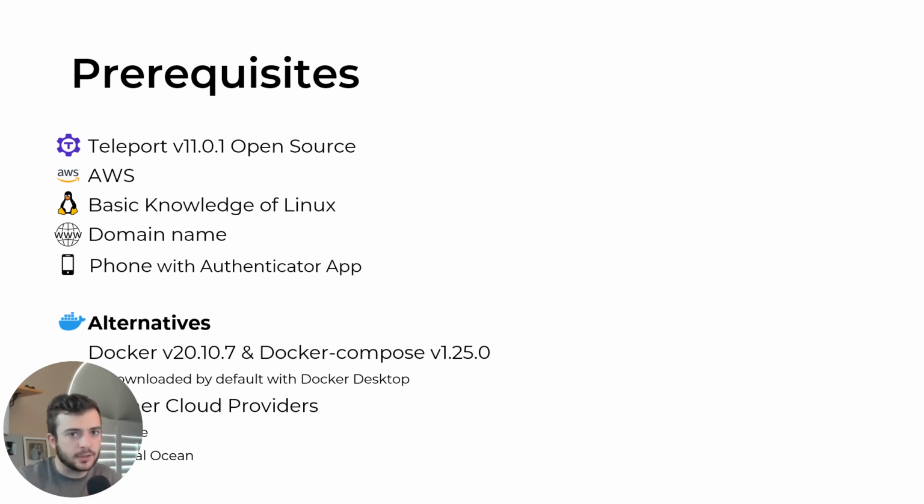Basic knowledge of Linux is recommended. You don't have to have it, but it's a good idea. I do have a crash course that I'll link here if you're looking to start your journey into Linux. And then finally, a domain name. We're going to be signing up for a free domain name in today's video, and also a phone or some sort of authentication service with an authenticator. So I have Google Authenticator installed on my phone, but of course you can use any other type of authentication service. It just has to scan the QR code.